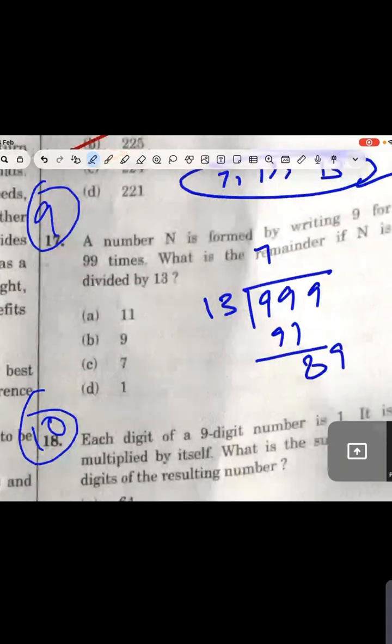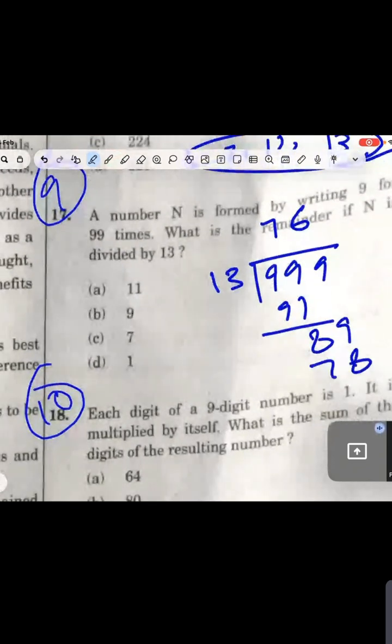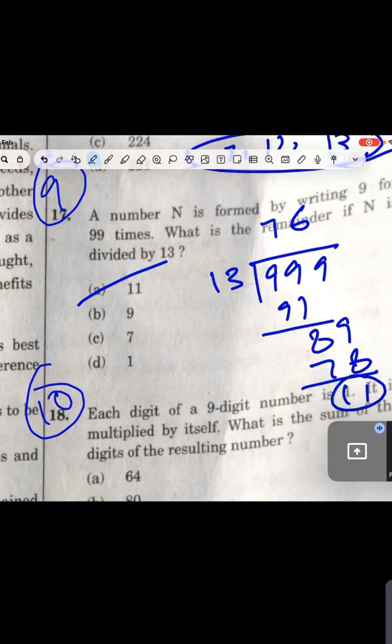Right, and then the 13 6s. Here 11 remaining. This is the answer. See guys, we had to write 99 times. This is not humanly possible. The examiner is giving a hint that you should know these things: if you write any digit 6 times and divide by 13, the remainder will be 0.